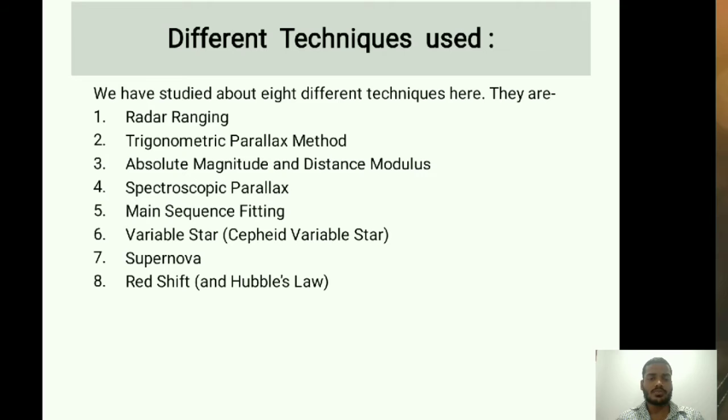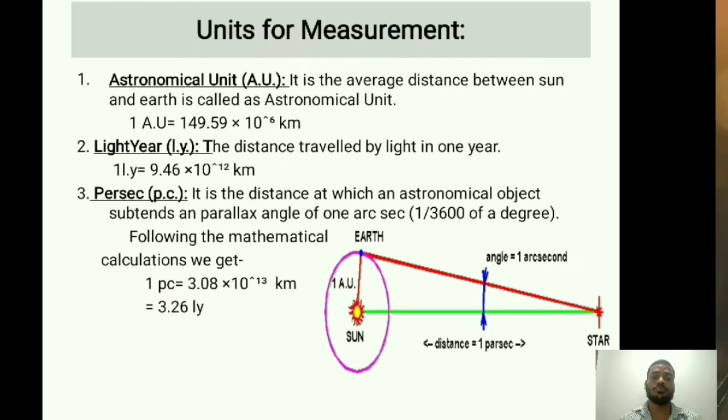Now, I have studied here 8 different techniques to calculate the stellar distances. Those are radar ranging, trigonometric parallax method, absolute magnitude and distance modulus, spectroscopic parallax, main sequence fitting, variable star, where I have used Cepheid variable star, supernova, and at last the redshift and Hubble's law.